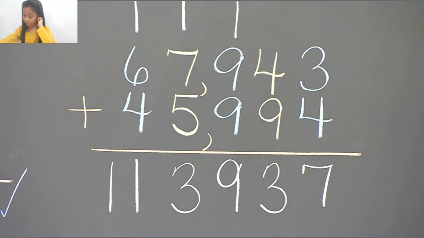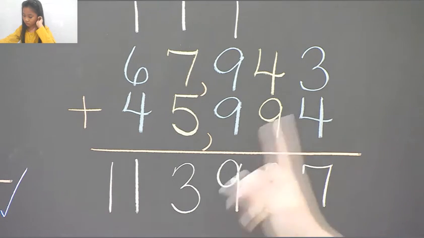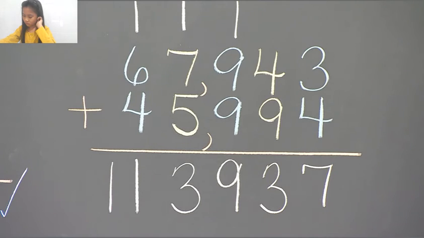Between 9 and 3. Yes. Is it the first 3 or the second 3? First. So between this 3 and this 9, read this answer for us, Carson. 113,937. You've got it. Excellent job.